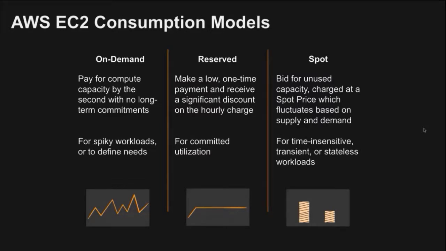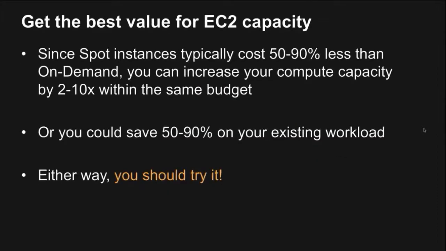This is in exchange for a commitment to use the service for some period of time, either 1 to 3 years. And then finally, we have Spot. This is a pretty interesting consumption model. It works on a market basis, so the price fluctuates based on demand. Batch, transient, or time-sensitive workloads are really ideal for Spot usage. Spot enables you to bid on unused EC2 capacity.